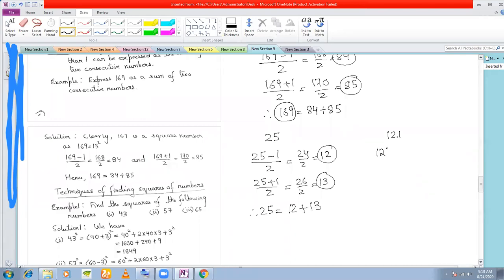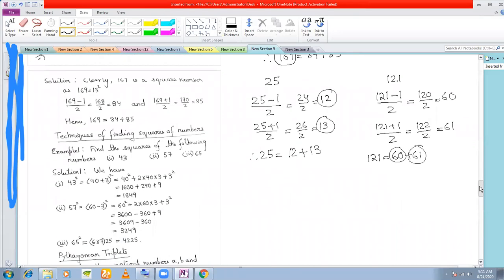Okay, 121 minus 1 divided by 2, which is 60. And 121 plus 1 divided by 2 is 122 divided by 2, which is 61. Therefore, 121 can be written as 60 plus 61, the sum of two consecutive numbers. Okay, so this is the property.